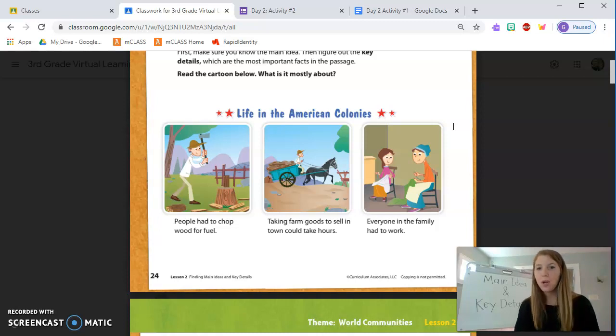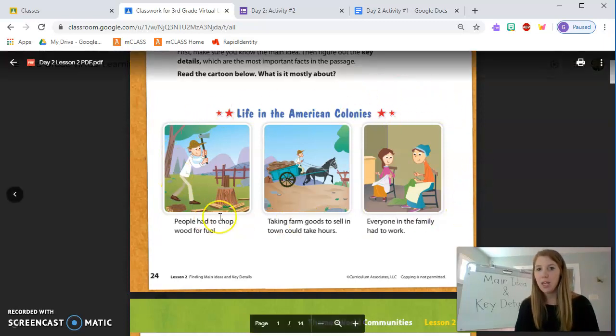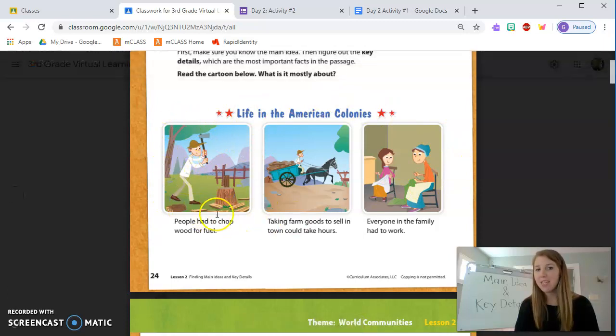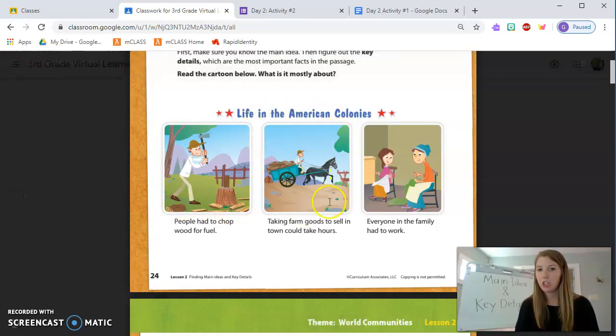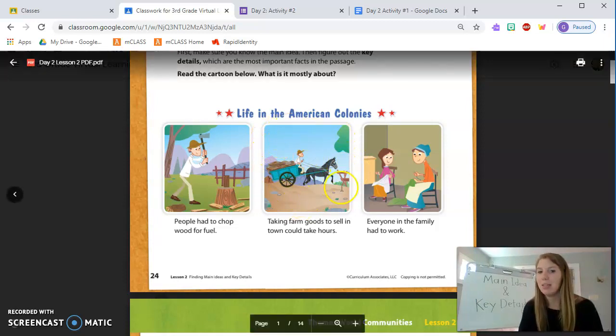Now, I don't really know much about the American colonies, but hopefully this cartoon will teach me a little bit. Let's see. We're going to look at the pictures first. Everyone put your eyes on the first picture. I'm thinking in my head, I see a boy with a hat. He also is holding an axe, and it looks like he's chopping wood. I see lots of pieces of wood chopped in half on the ground. Now I want you to look at the picture too. I want you to tell somebody, tell the computer if you don't have anyone near you. Tell out loud what you see in this picture.